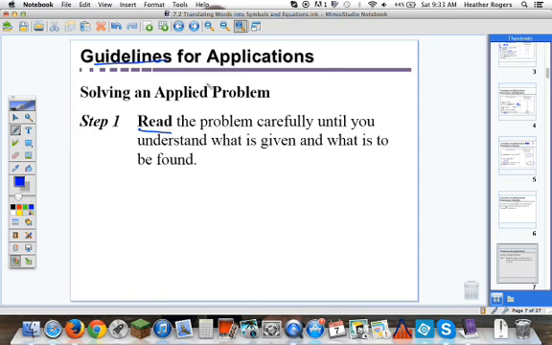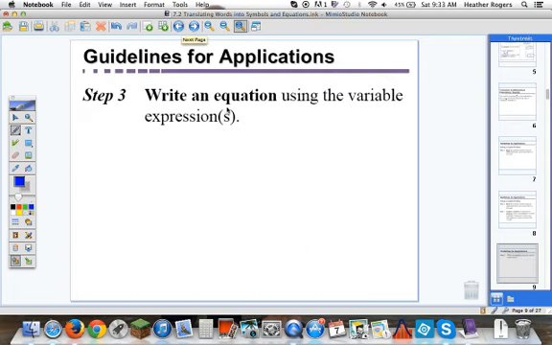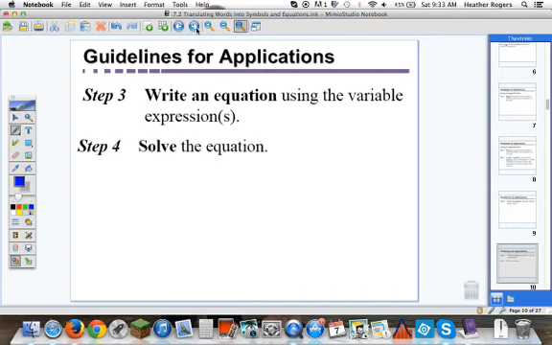Math problems are very dense, okay? Very dense. You run into things like 4 less than a number, and that means you have to translate that, okay? So you're translating, so you have to take the time to read. Assign a variable to represent the unknown value. Anytime you have a word problem, there's probably an unknown value that you're trying to find, which would be your solution. Assign a variable to that solution. Use diagrams or tables as needed, and if necessary, express any other unknown values in terms of the variable. Then write an equation using the variable expression. Use your words, translate it into an equation, solve the equation.